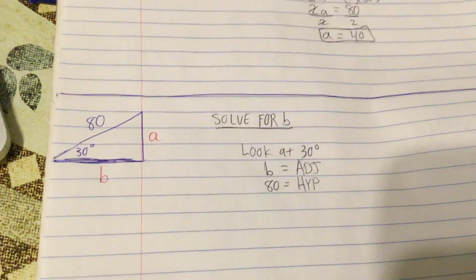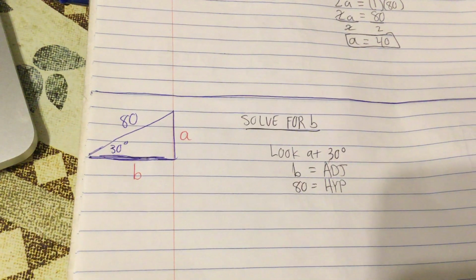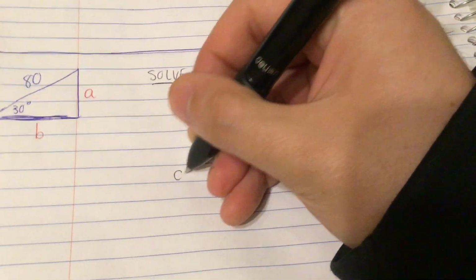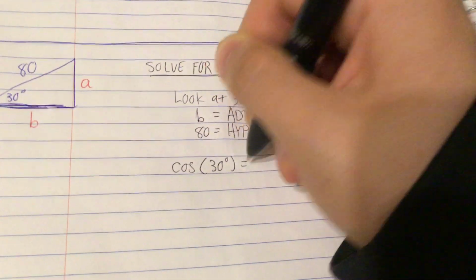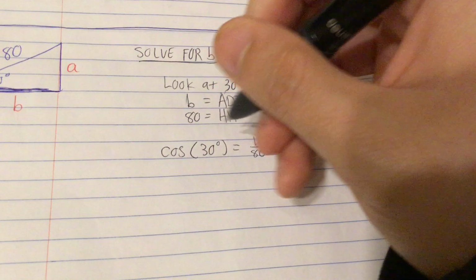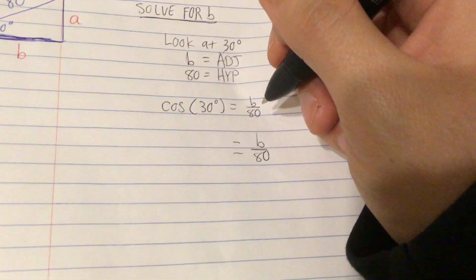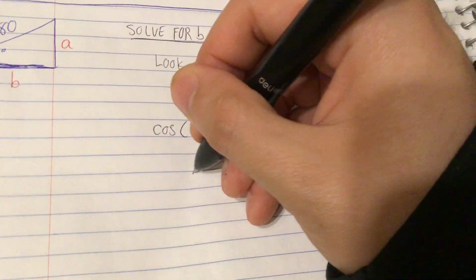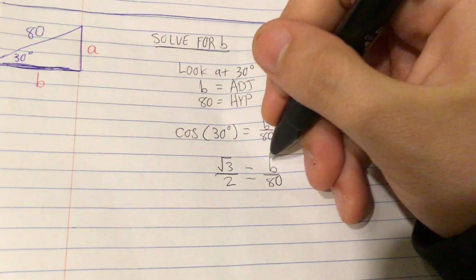Which trig ratio involves an adjacent side and a hypotenuse? The cosine. So the cosine of 30 degrees is proportional to the diagram b over 80. So I've got b over 80. And the cosine of 30 degrees is the square root of 3 over 2. I'm going to get my green and cross multiply.